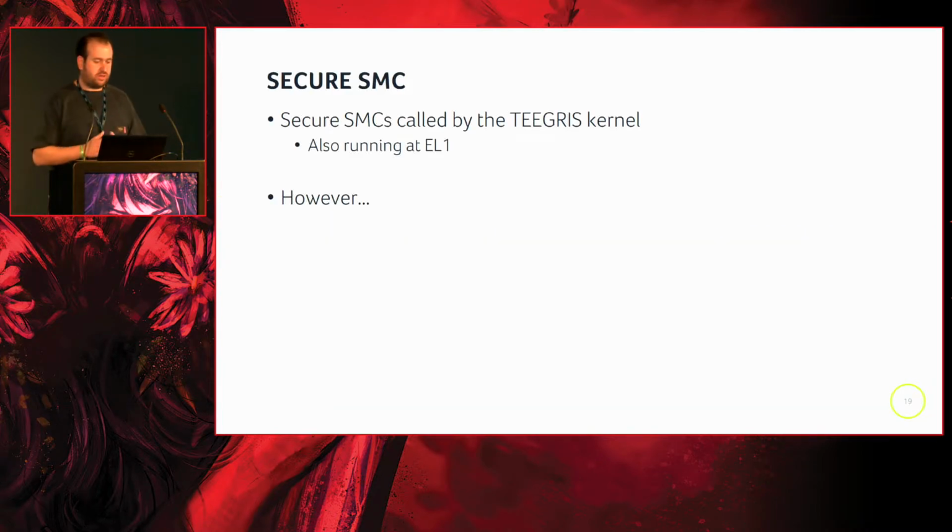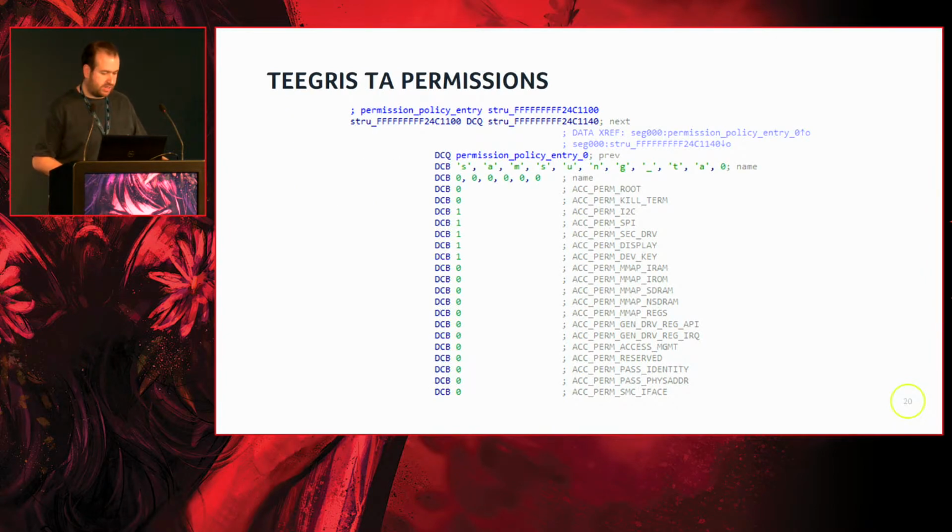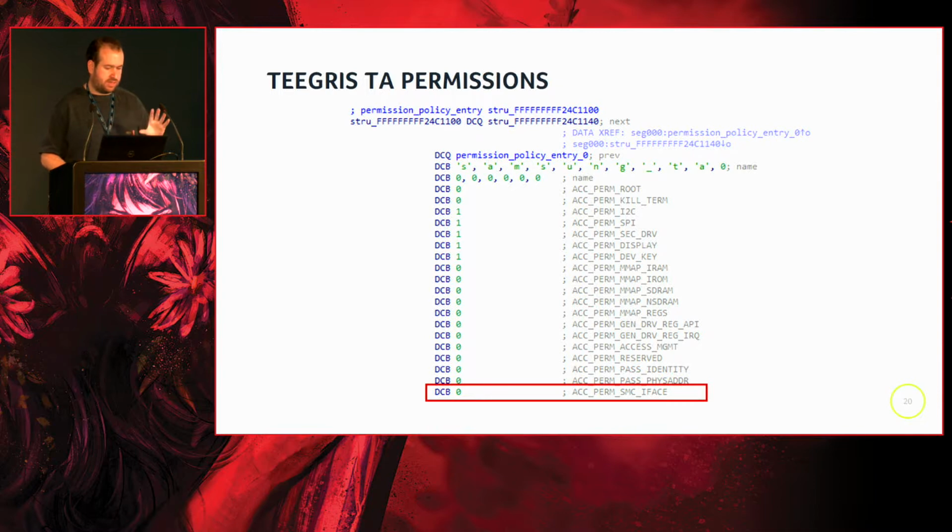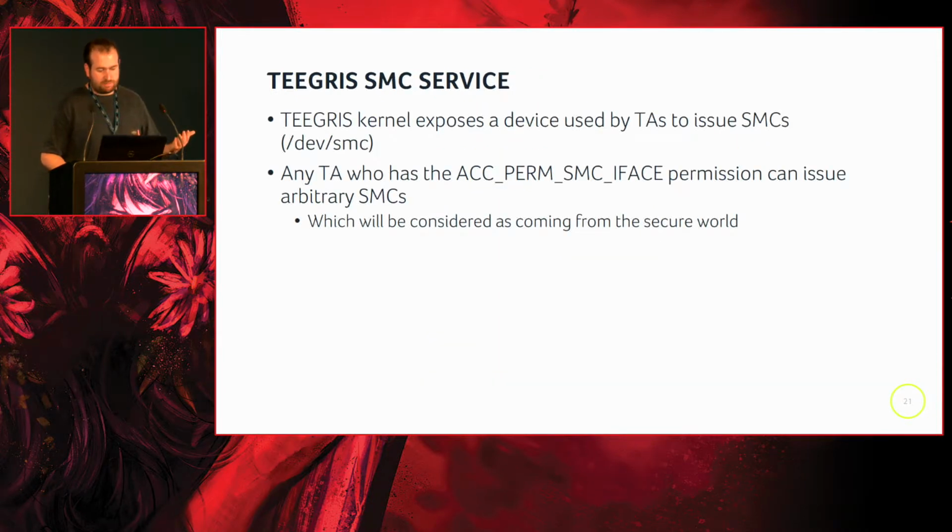So the idea of secure-only SMCs is that they will be called by the TEEGRIS kernel. And the TEEGRIS kernel runs at EL1, so it's the same privilege level as loadable firmwares. However, TEEGRIS implements some more functionality, and this is an overview of the TA permissions. And we can see one of the permissions that a TA can have is the permission to issue SMCs. So, of course, SMC is, just by architectural definition, a privileged instruction, so TAs cannot directly use SMC instructions. But the kernel has an interface exposed to SMC.